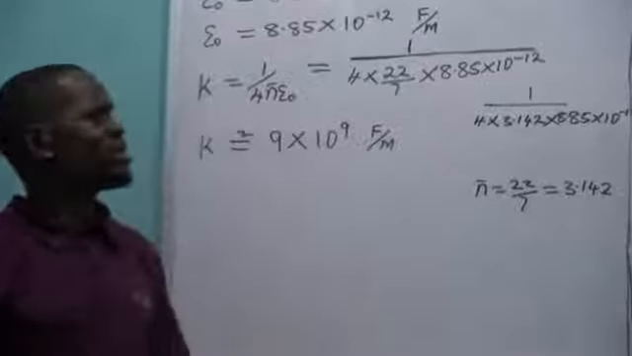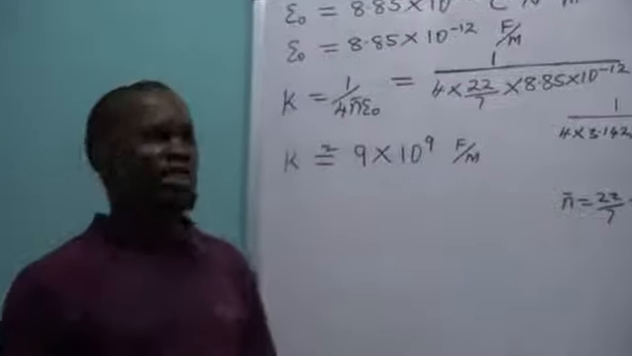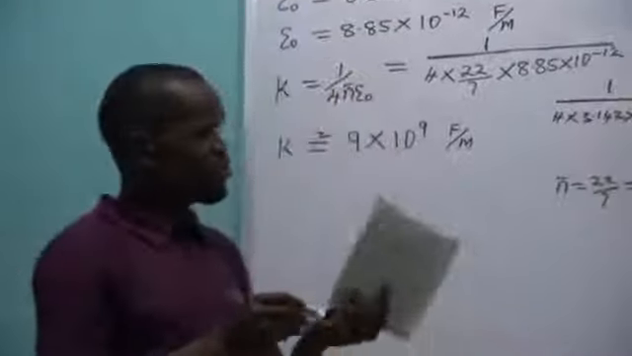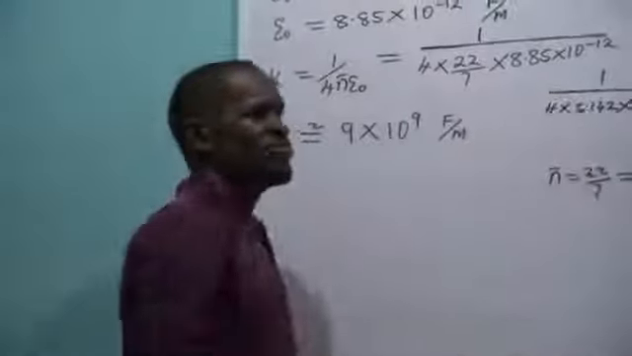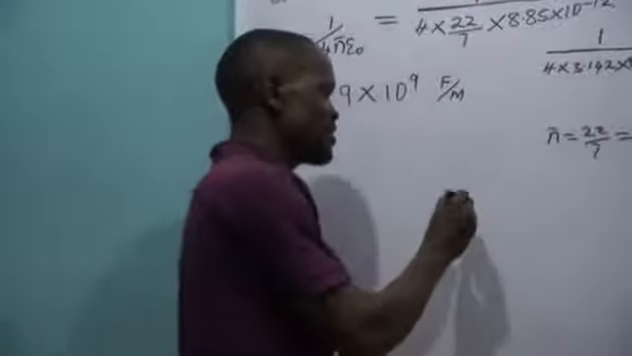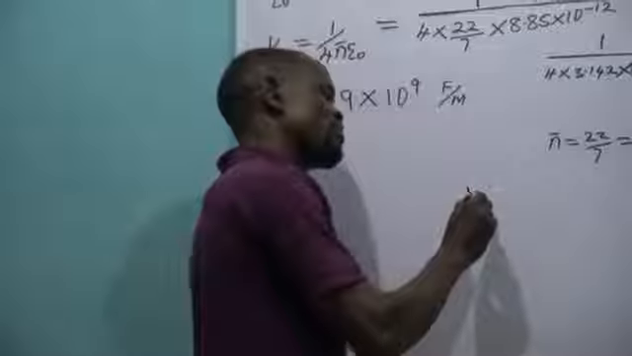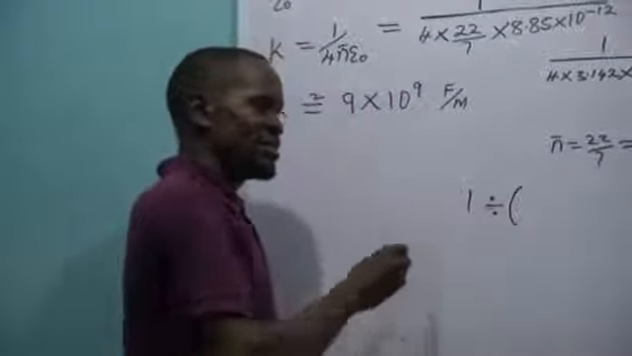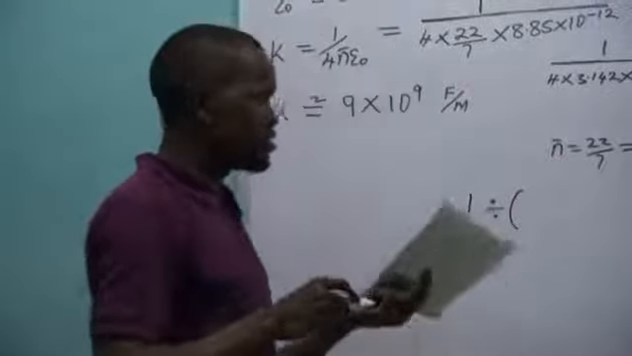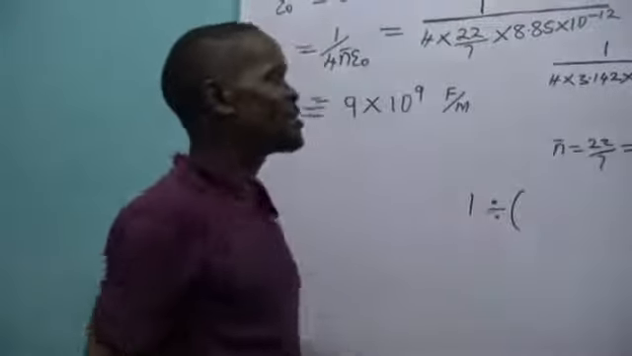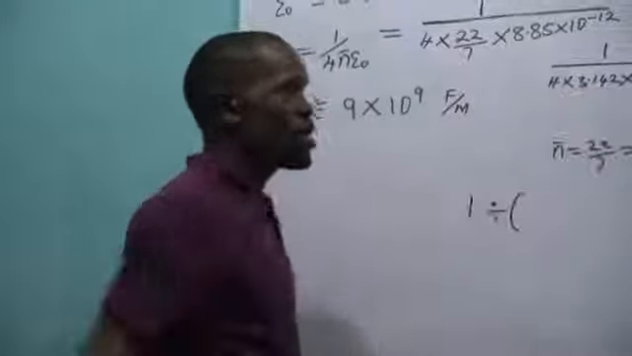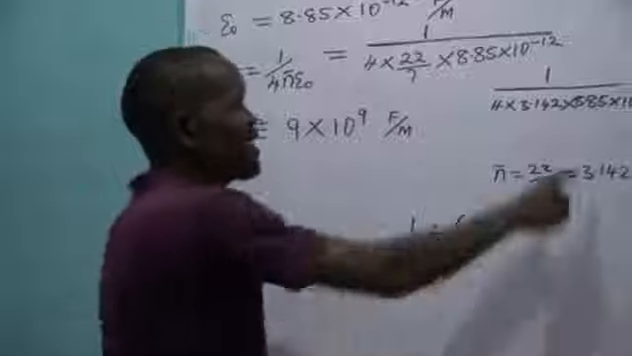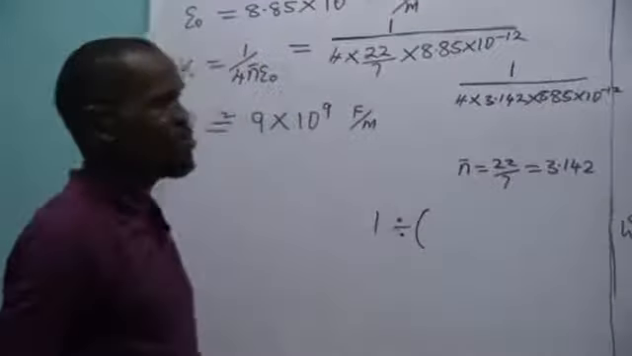Another way you can do it, bring out your calculator. Let me teach you how you can punch this in your calculator. Press 1. After you press 1, press divide. Press open the bracket. You press 4. Press times. Press 3.142. Press times again. Press 8.85.